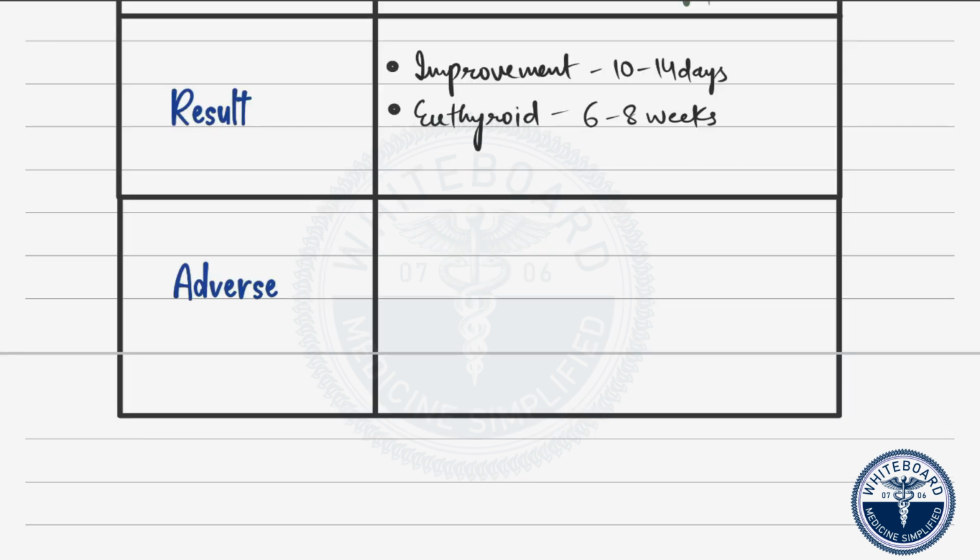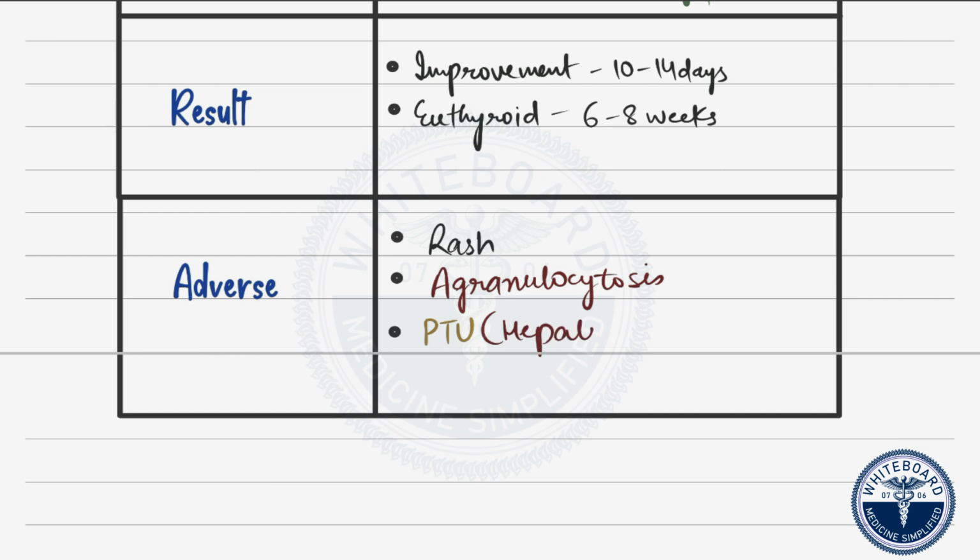The adverse effect of antithyroid medication, the most common, is a rash. Agranulocytosis is a rare but serious complication, but is reversible on stopping treatment. The patient should be warned to stop the drug if they develop severe sore throat or fever while on treatment. PTU is associated with a risk of hepatotoxicity, therefore considered second in therapy to carbimazole, used only in pregnancy and breastfeeding.